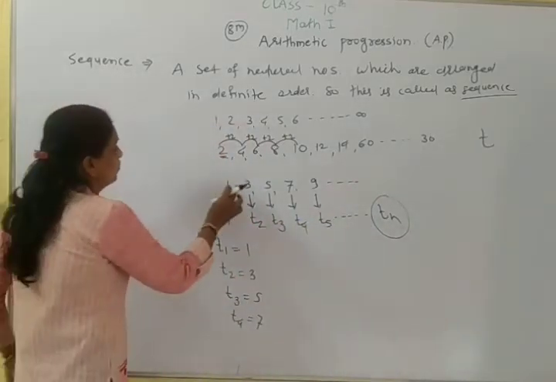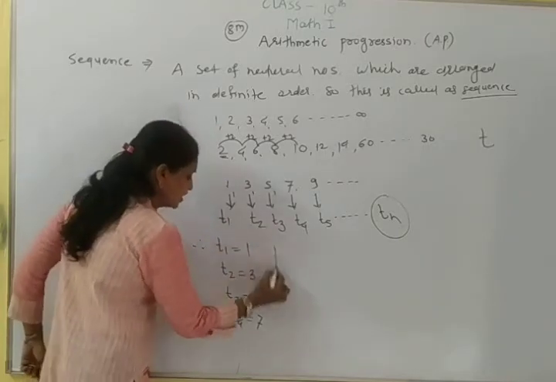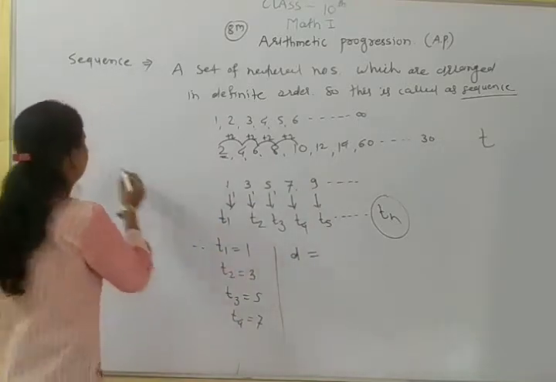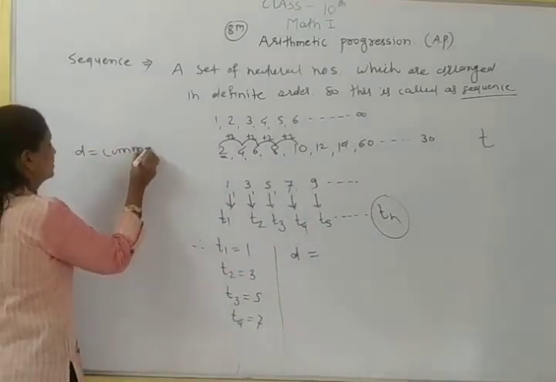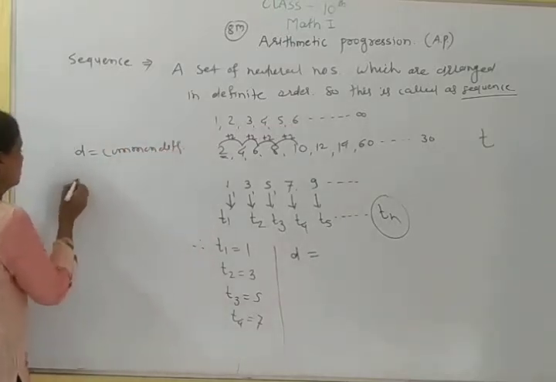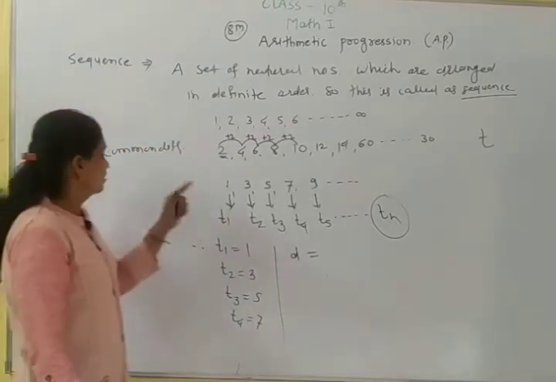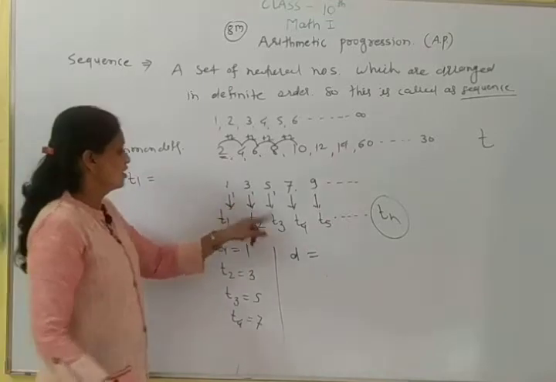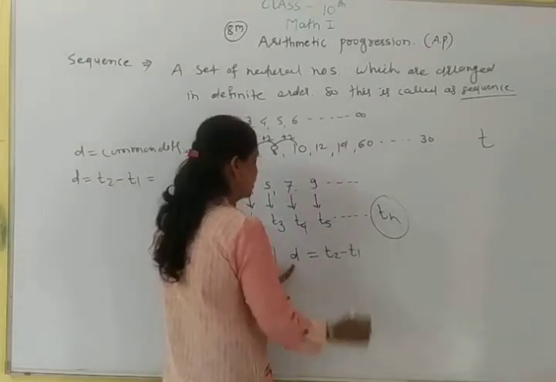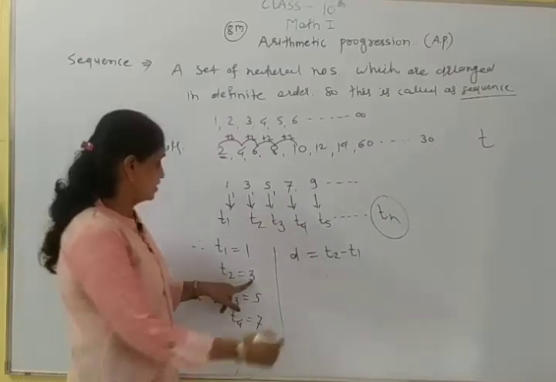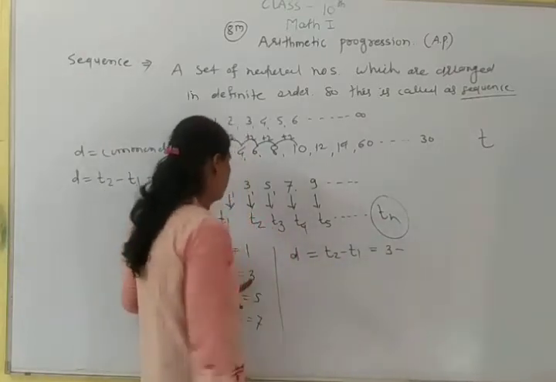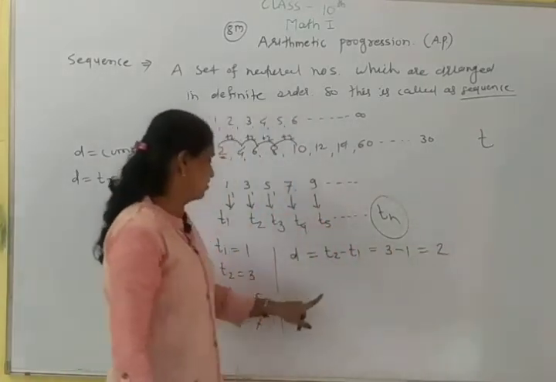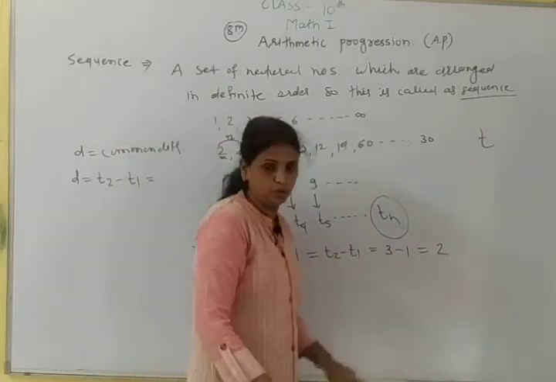Okay. The difference of these two terms, T2 minus T1, is denoted by D. This is called the common difference. D equals T2 minus T1. T2 is 3 and T1 is 1, so the common difference in this sequence is D equals 2.